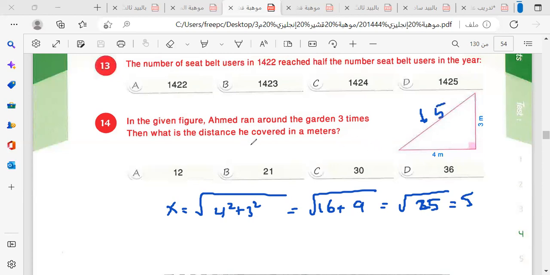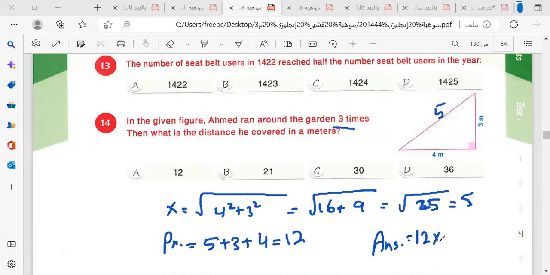Now he said Ahmed ran around the garden 3 times. We find the perimeter, right? If I find the perimeter, then we multiply by 3. What is the perimeter? 5 plus 3 plus 4 equals 12. So the answer will be, no, you need to multiply by 3. The answer will be 12 times 3. 12 times 3 equals 36. So the answer is going to be 36.